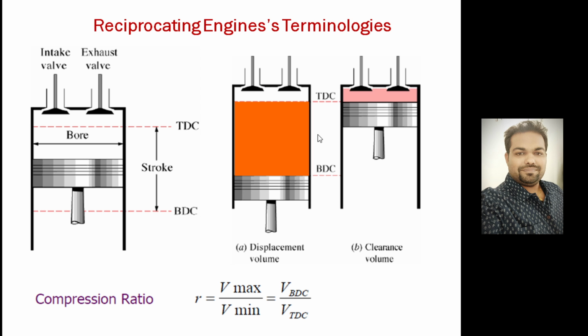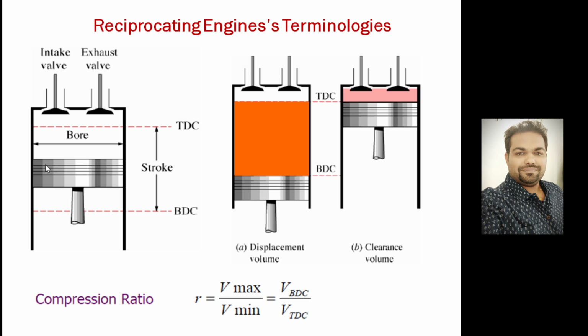Compression ratio is the ratio of maximum volume divided by minimum volume. You get the maximum volume at the bottom dead center, and the minimum volume at the top dead center. So the volume at bottom dead center divided by the volume at top dead center is known as the compression ratio. The higher the compression ratio, the higher will be the efficiency.